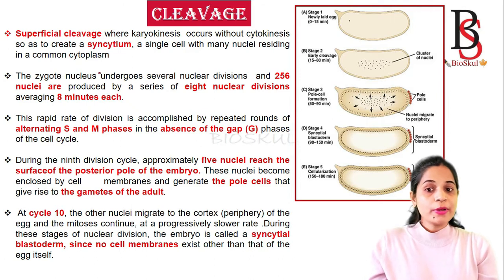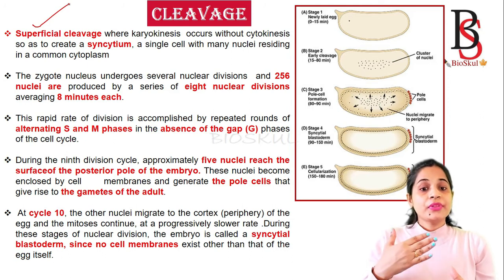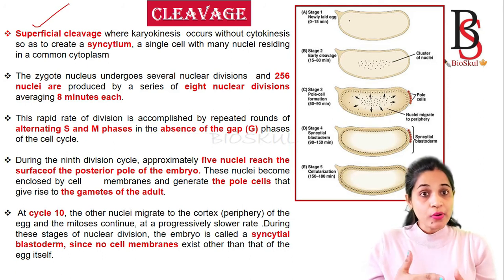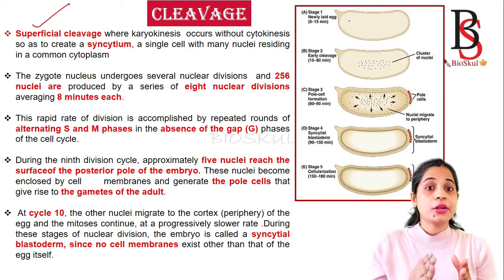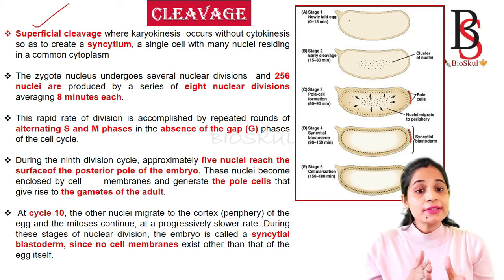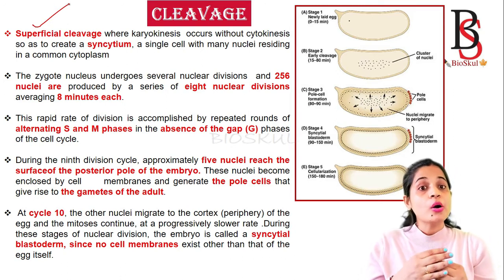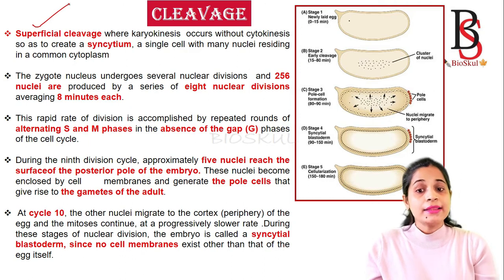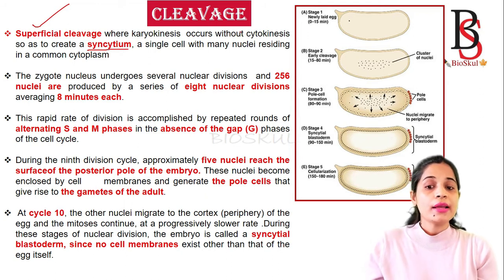In Drosophila, they show superficial cleavage. In superficial cleavage, what happens? There is karyokinesis. Karyon means the nucleus, so karyokinesis is nuclear division. Karyokinesis occurs without cytokinesis, meaning nuclear division without division of the cell, and that creates a syncytium. What is the meaning of syncytium? A syncytium is a single cell in which many nuclei are present.